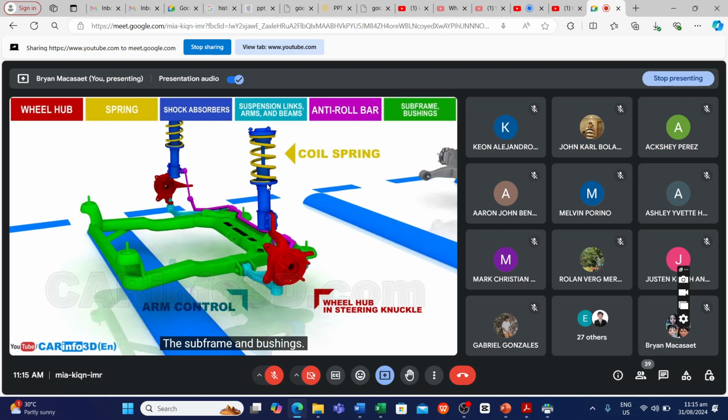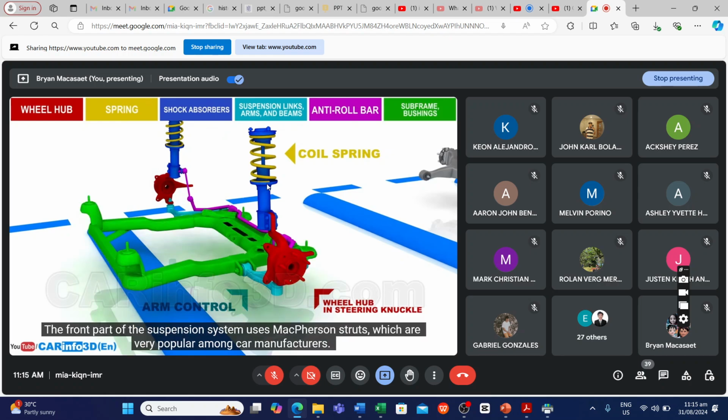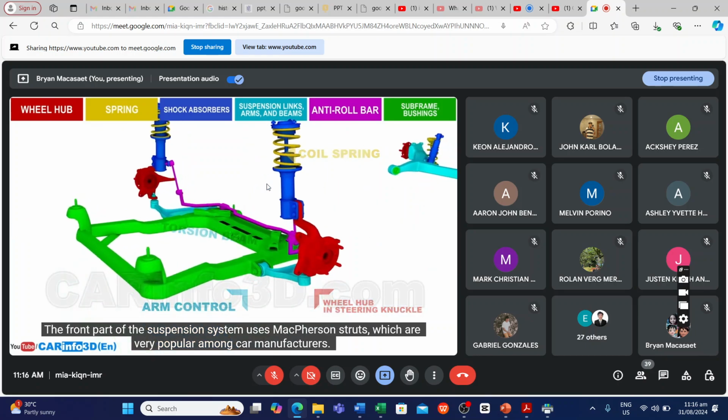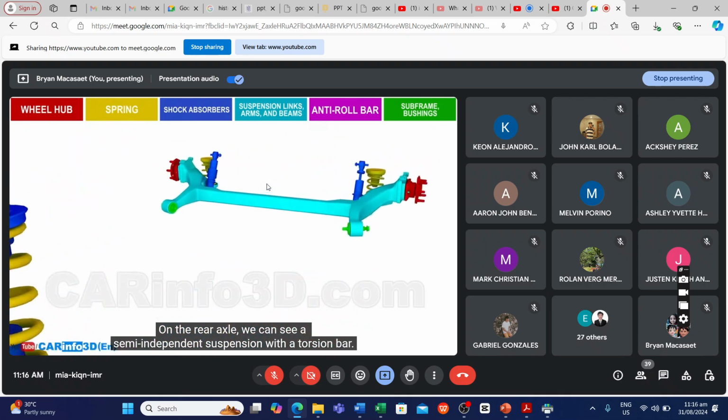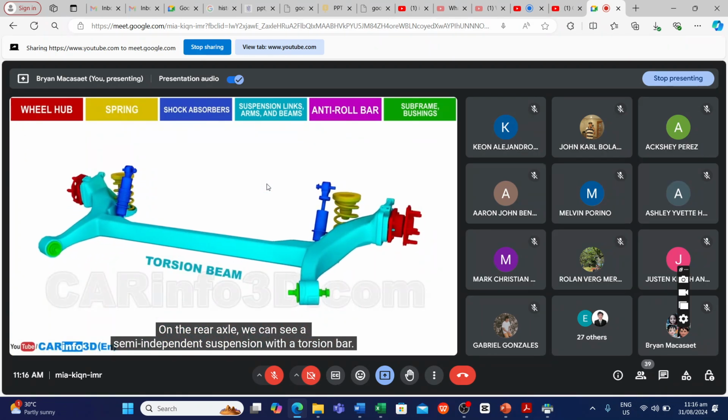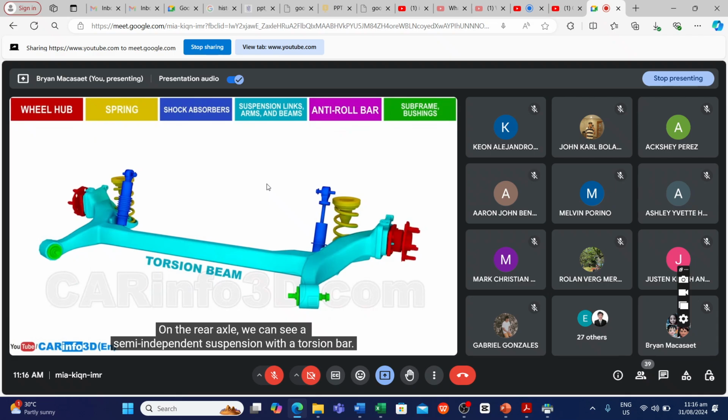The subframe and bushings. The front axle of the suspension system uses McPherson struts, which are very popular among car manufacturers. On the rear axle, we can see a semi-independent suspension with a torsion bar.